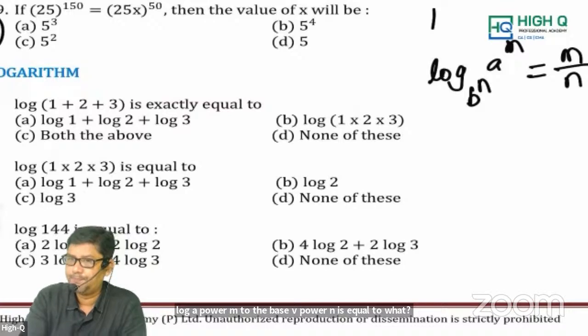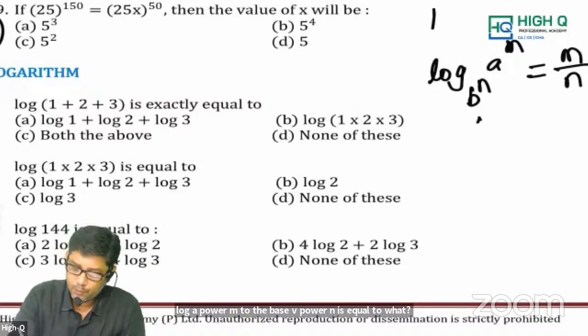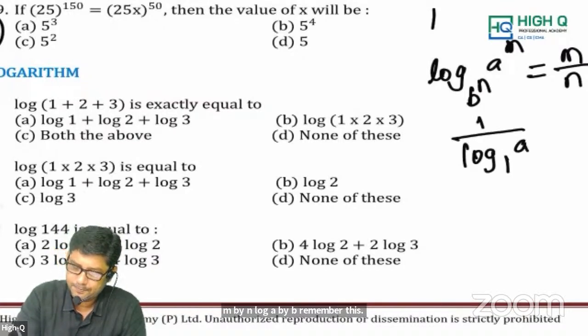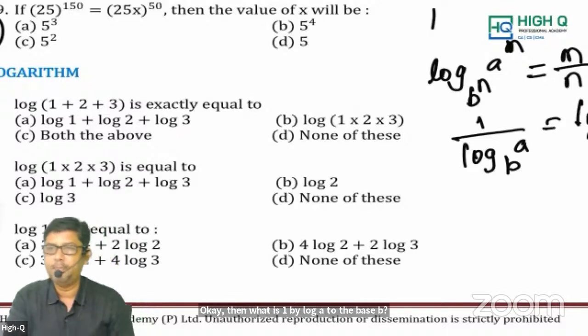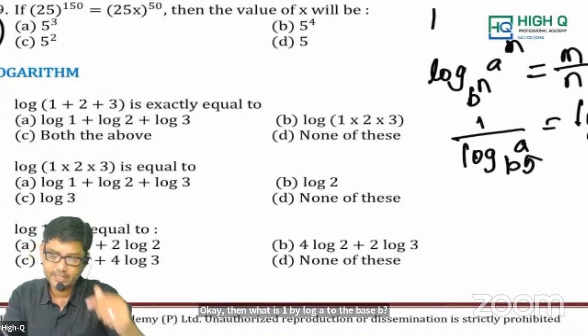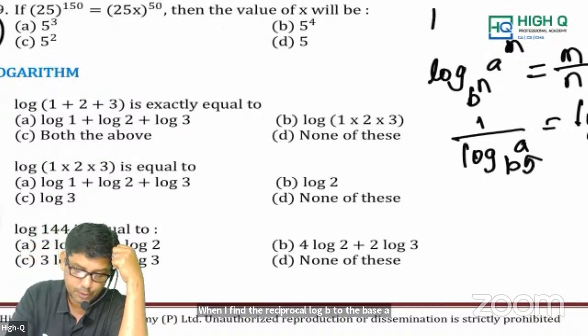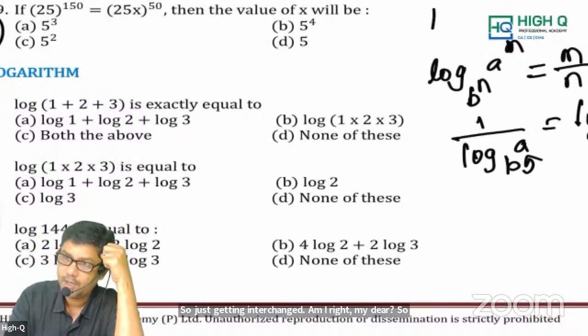Remember this. Okay. Then what is 1 by log a to the base b? When I find the reciprocal, log b to the base a. So it is getting interchanged. Am I right, my dear? So this you please understand, remember. Okay, fine.